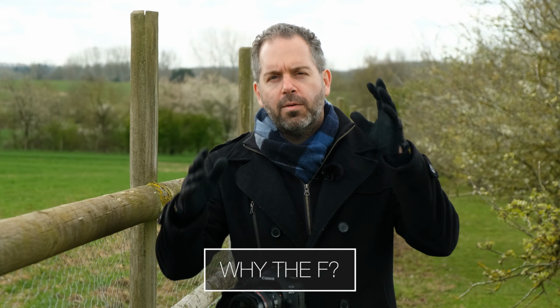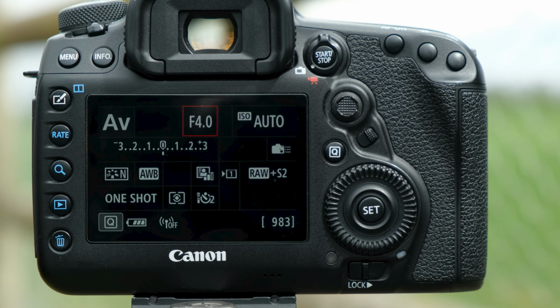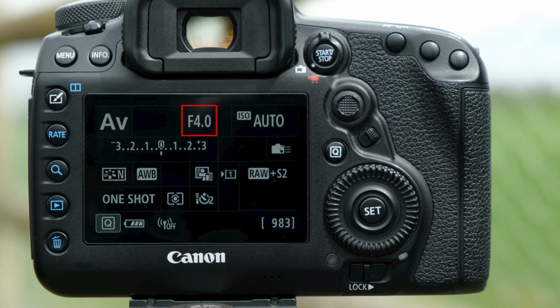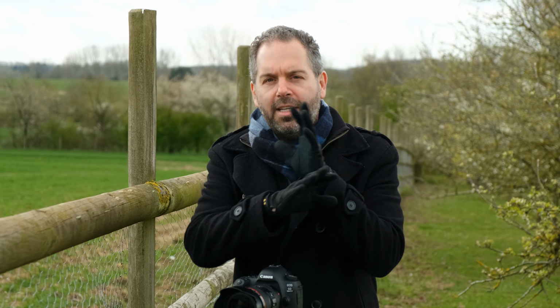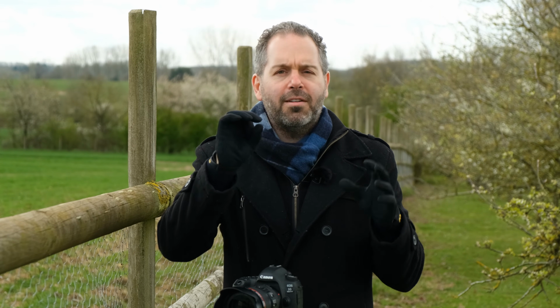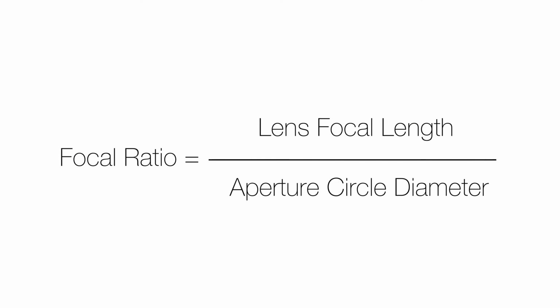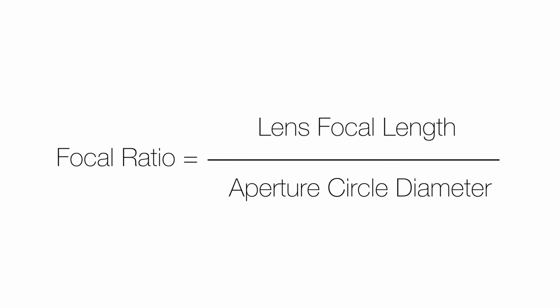Now let's talk about why the F. All right, now you would have seen on the back of your camera a load of numbers, and one of them numbers will have the letter F in front of it. And the F stands for focal ratio, and it is some mathematical calculation that you don't need to worry about, and I think it's something like F equals the focal length over the diameter of the hole, or something along them lines, right? Don't quote me on it, but that's what the F stands for. It stands for focal ratio.